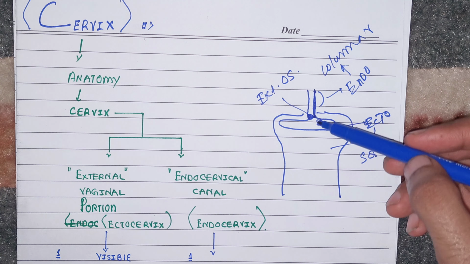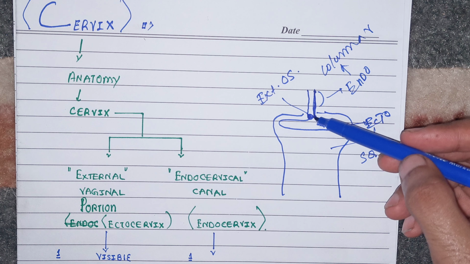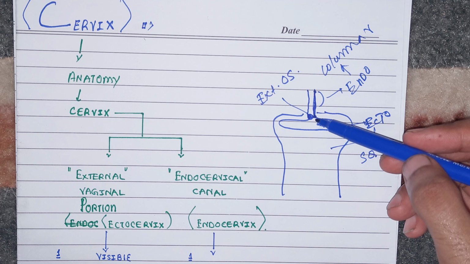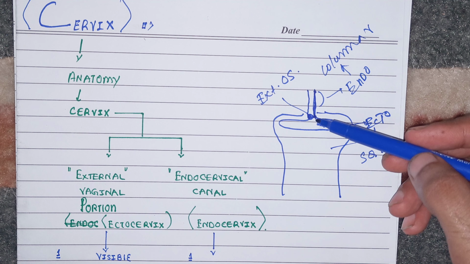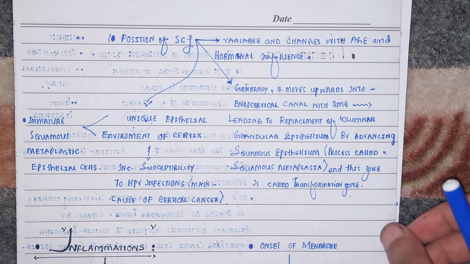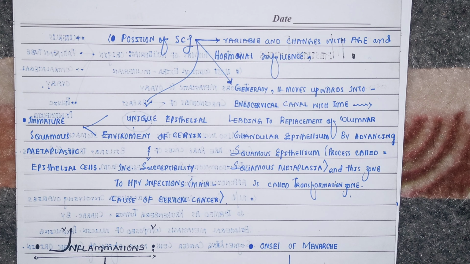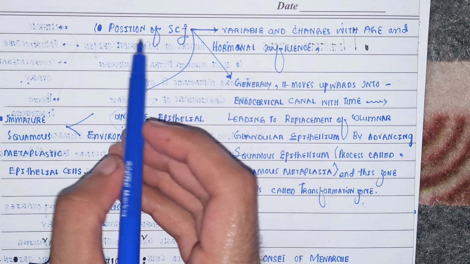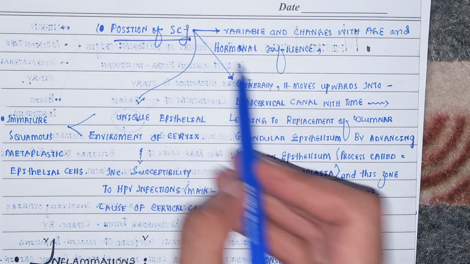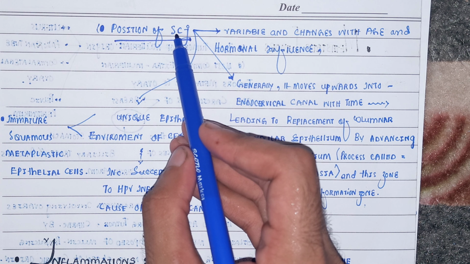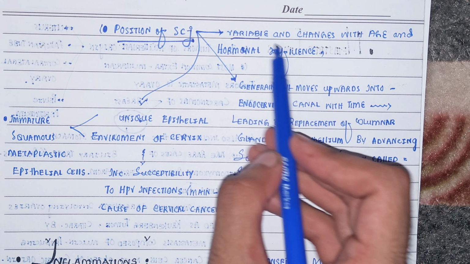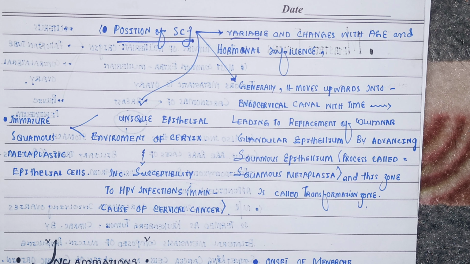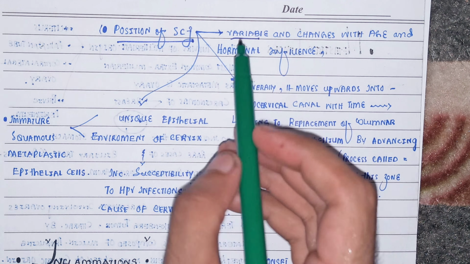And the level of this junction beta may vary. This level of the squamo-columnar junction changes with the increasing age and due to some influence of the hormones. So let's see now onwards beta. Let me just zoom into it further, that you can see the position of the squamo-columnar junction. That is the junction between the squamous epithelium of the ectocervix and the columnar epithelium of the endocervix. It is variable and it changes with time, with increasing age and the influence of the hormones.